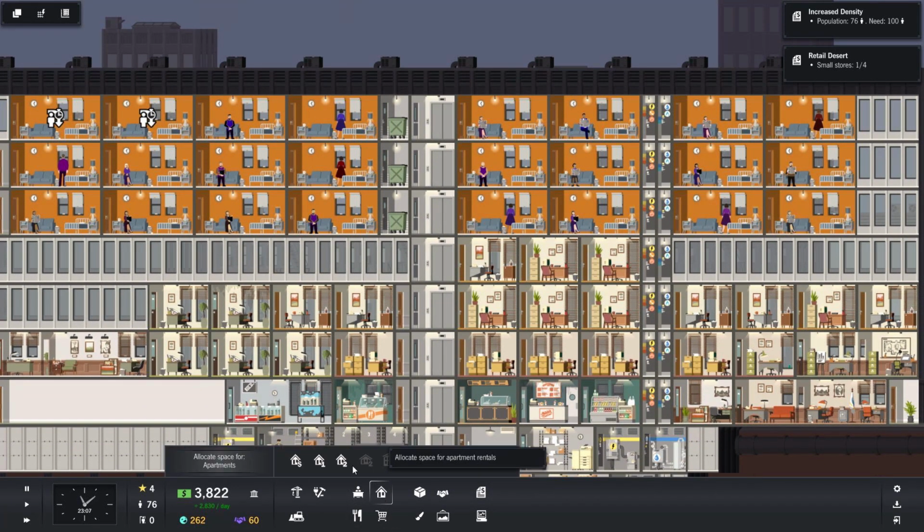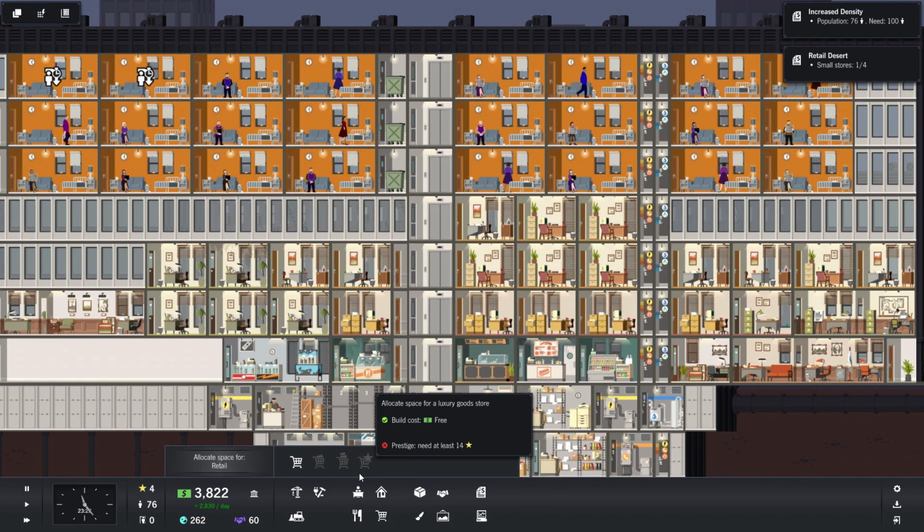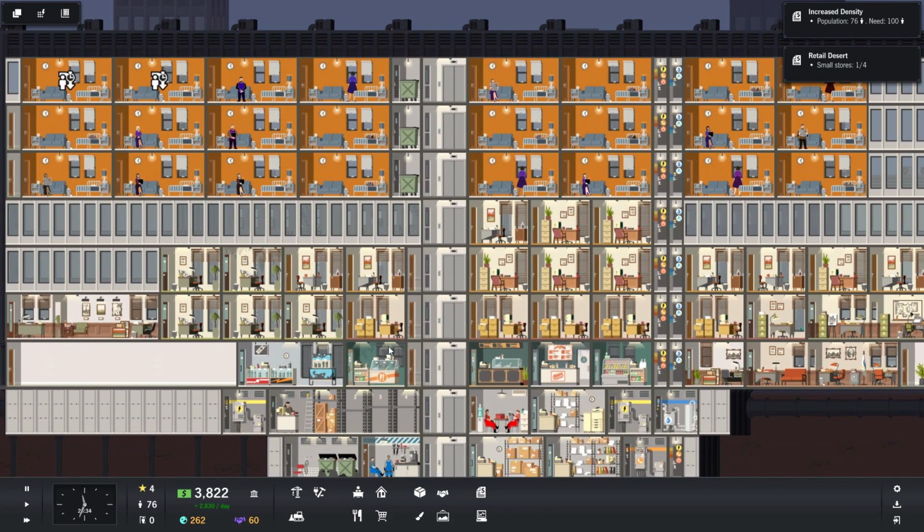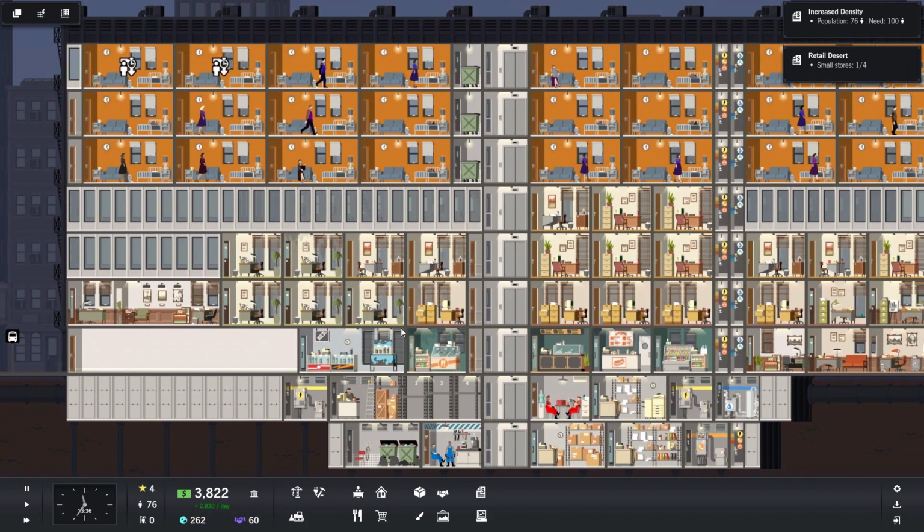We can have residential, such as apartments. I've only unlocked three so far, so you can have studio apartments, small bedroom, two bedroom, and so on. You can have shops. These provide services and goods to the people who actually live or work in your skyscraper. And you can also have restaurants, which obviously provide food and other amenities. And you can also lease offices. So you have four basic tenants in your building.